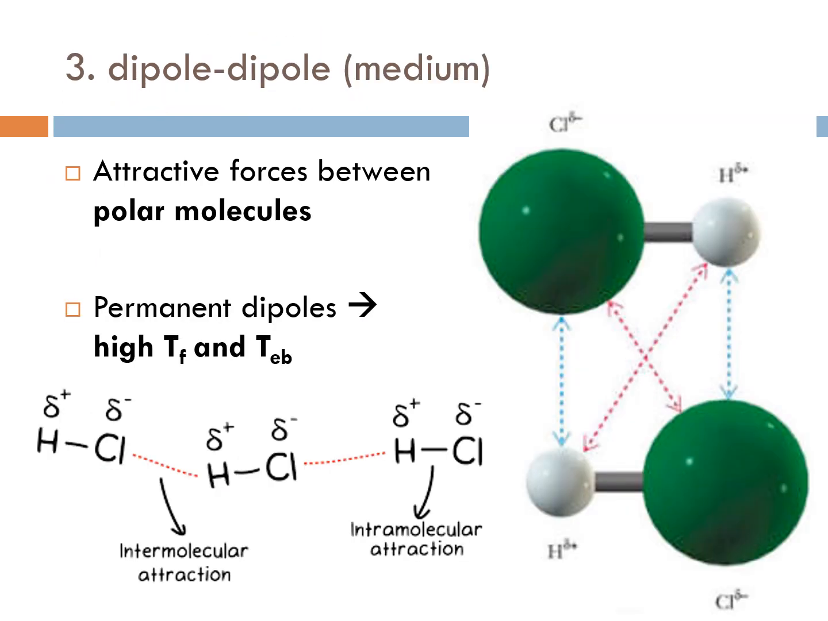Number 3, in decreasing order of strength, is the dipole-dipole interaction. In this example, we see hydrogen chloride where there is a polar bond. Chlorine is more electronegative than hydrogen. Therefore, the dipole here could be represented by an arrow like that, where chlorine represents the negative pole of the molecule and hydrogen the positive pole.